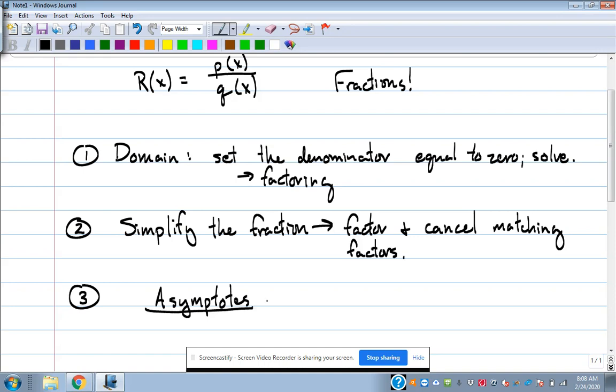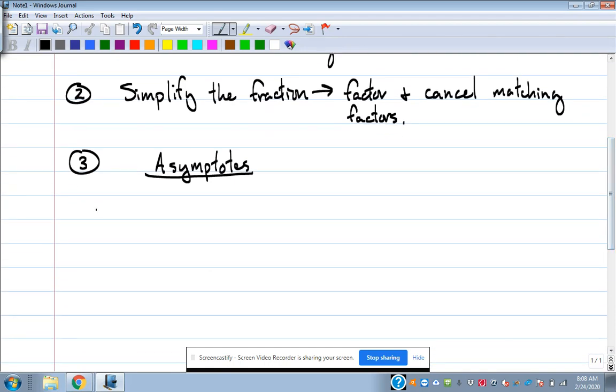All right, so asymptotes are the imaginary boundary lines that shape a graph. Okay, so imaginary boundary lines that shape a graph. That's what an asymptote is. And there are really 3 different kinds that we got to watch out for with this. We'll start with probably the easier one, which is vertical asymptotes.